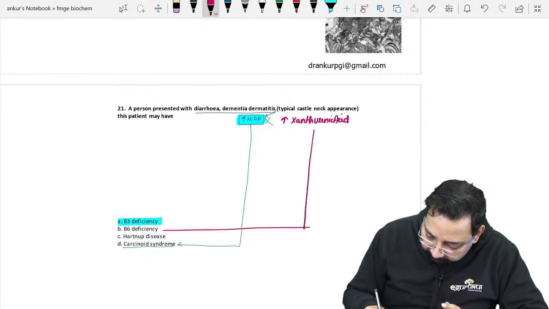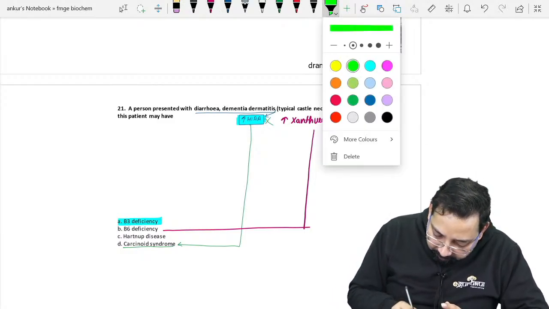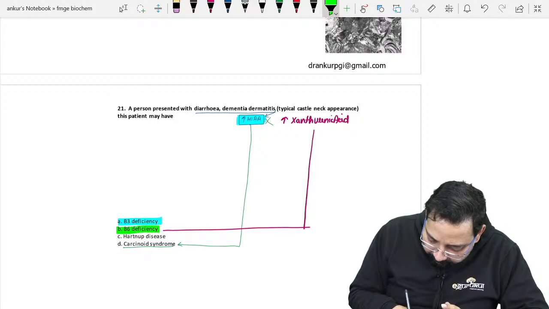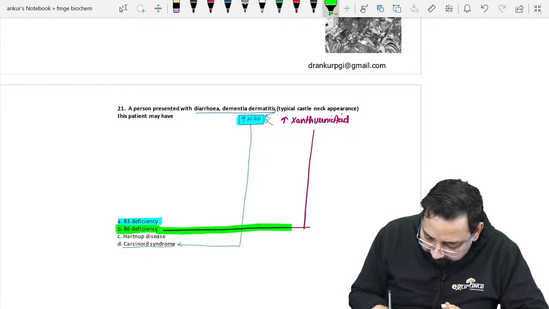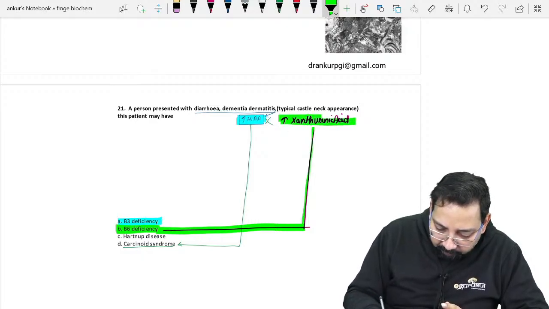Please do reply. What would be the answer? B6 deficiency. B6 deficiency. Clear?